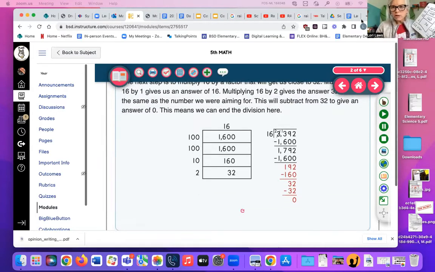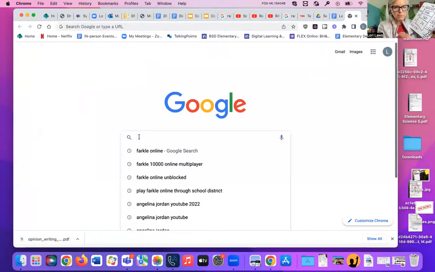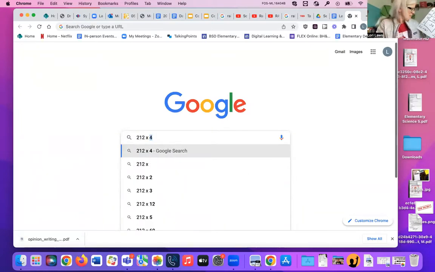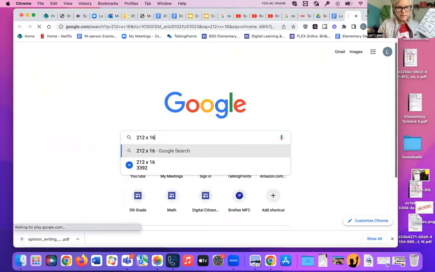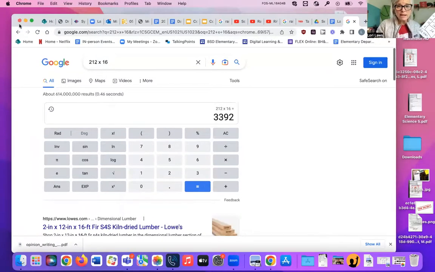So I'm going to go to another screen here and use my calculator. Did you know you can just type multiplication problems right into the screen? So I'm going to do 212 times 16 and see what it equals. Oh, there it was, 3392. Oh, that's right. Check. So when you're done with the problem, you're going to want to check it and make sure that it's correct. So let's go back to our problem.